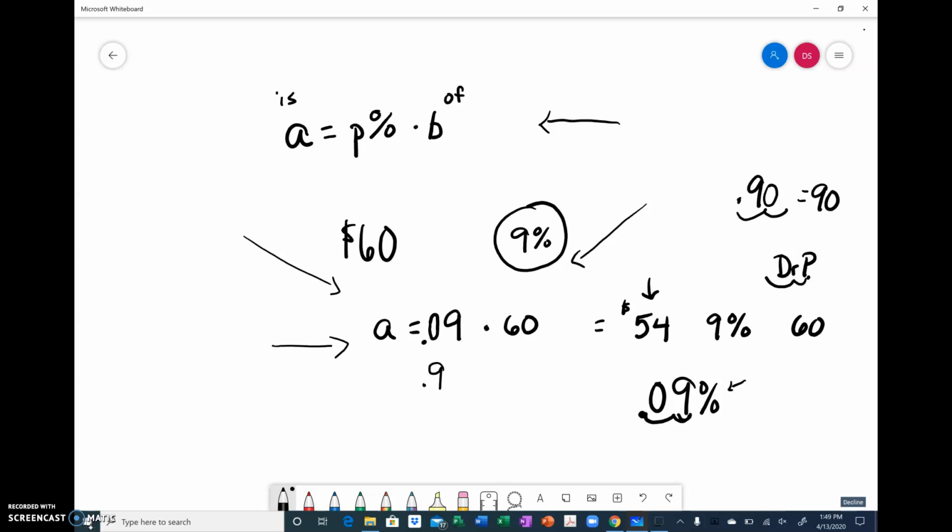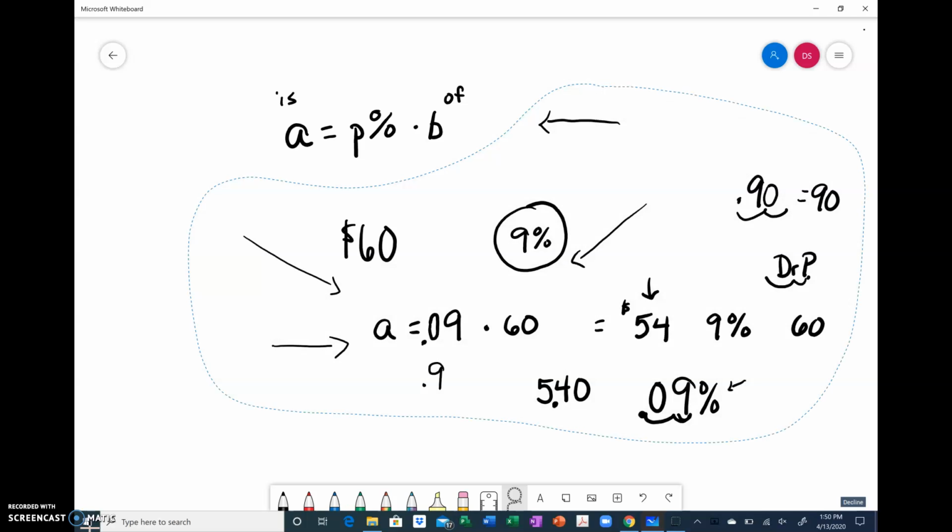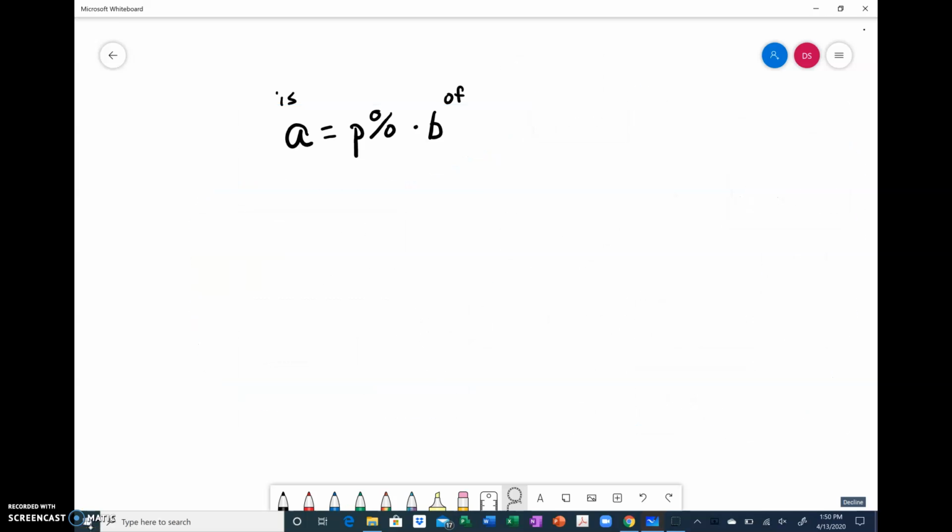But the answer, 9% of $60, is, oh, by the way, when you redo the math in the calculator and do 0.09 times 60, you still get 54, but with a decimal point right here. So they would receive $5.40. All right, let me clear this one off. And we'll look at some guided practice at the bottom of page 466.